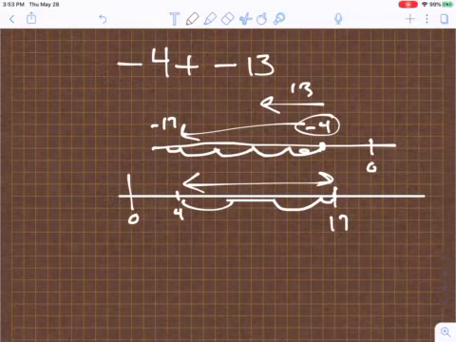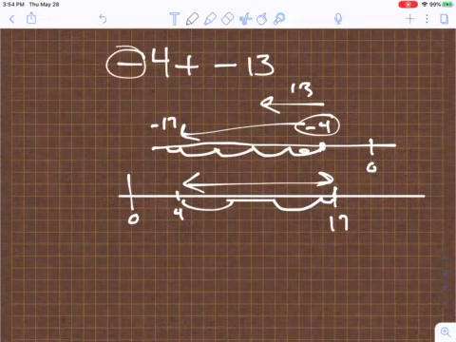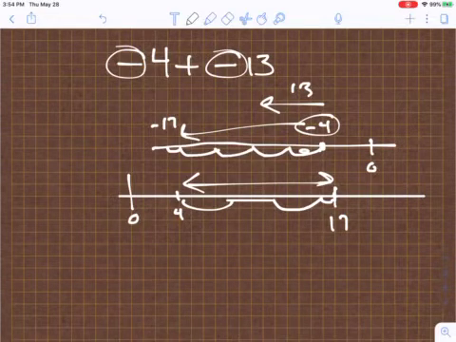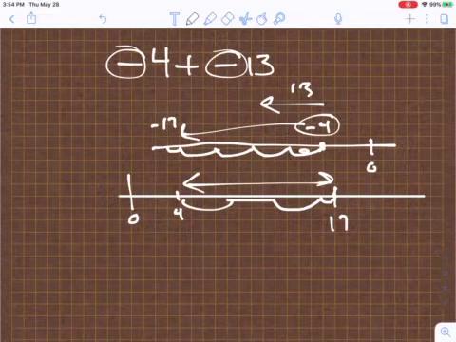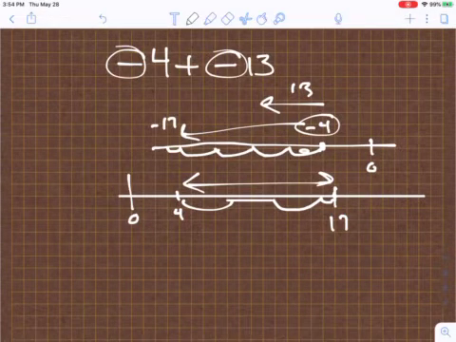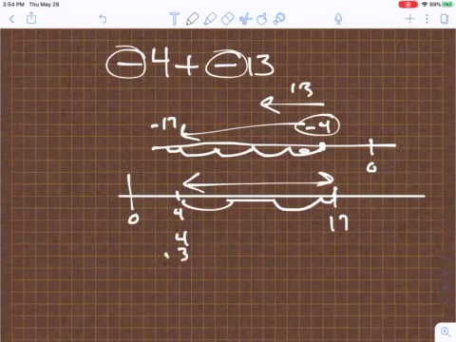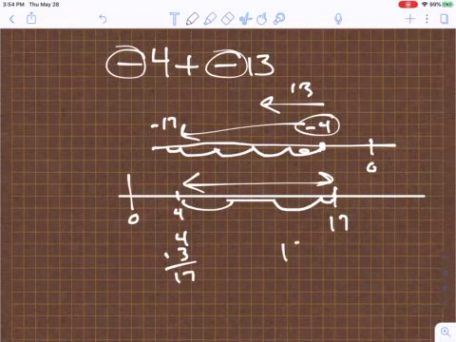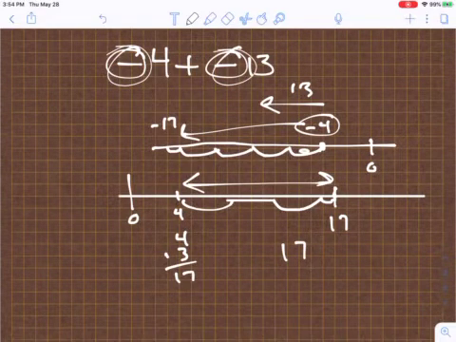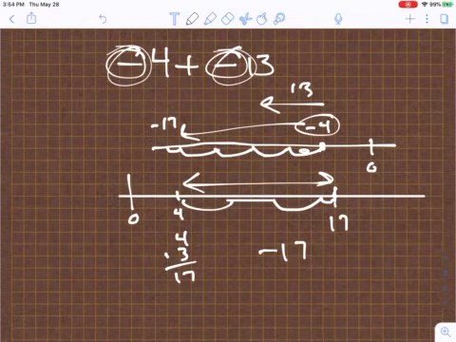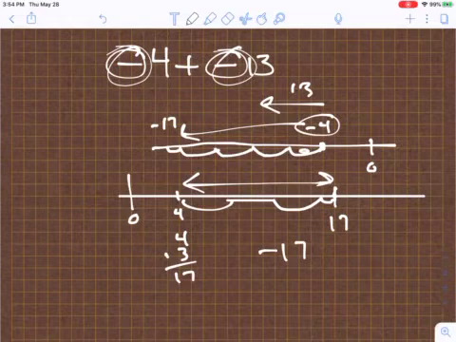So the idea I want you to get here is that when these signs are the same, when you have two negatives, it's the same exact thing as adding them when they're two positives. The only difference is your final answer is negative. So if you have -4 and -13, you can just go, well, 4 plus 13 gives me 17. And because both numbers were negative, my answer is going to be negative. There is no possible way for you to have two negative numbers and wind up with anything other than negative.